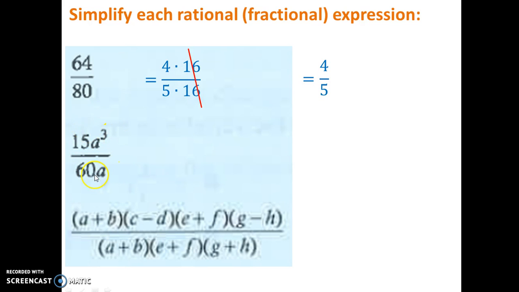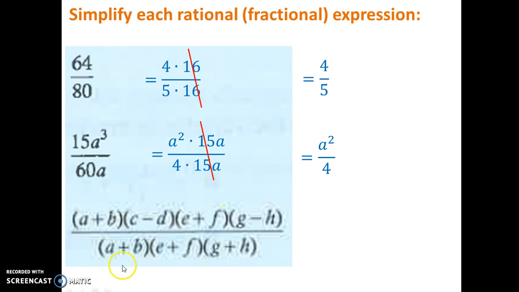Next one. Let's see if you can write it out with common factors. So the question is going to ask you, what is the common factor on the top and bottom here? Hopefully you are able to break that up into a squared times 15a, this one here. And the bottom is 4 times 15a. So the common factor that's going to cancel is 15a, top and bottom. And we're left with a squared over 4.